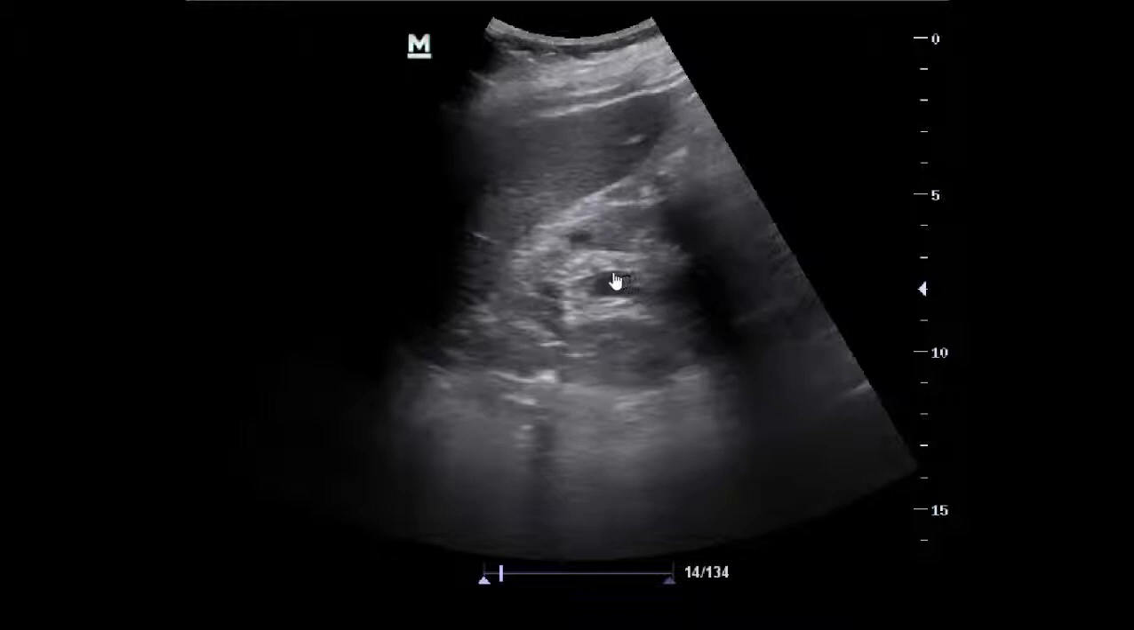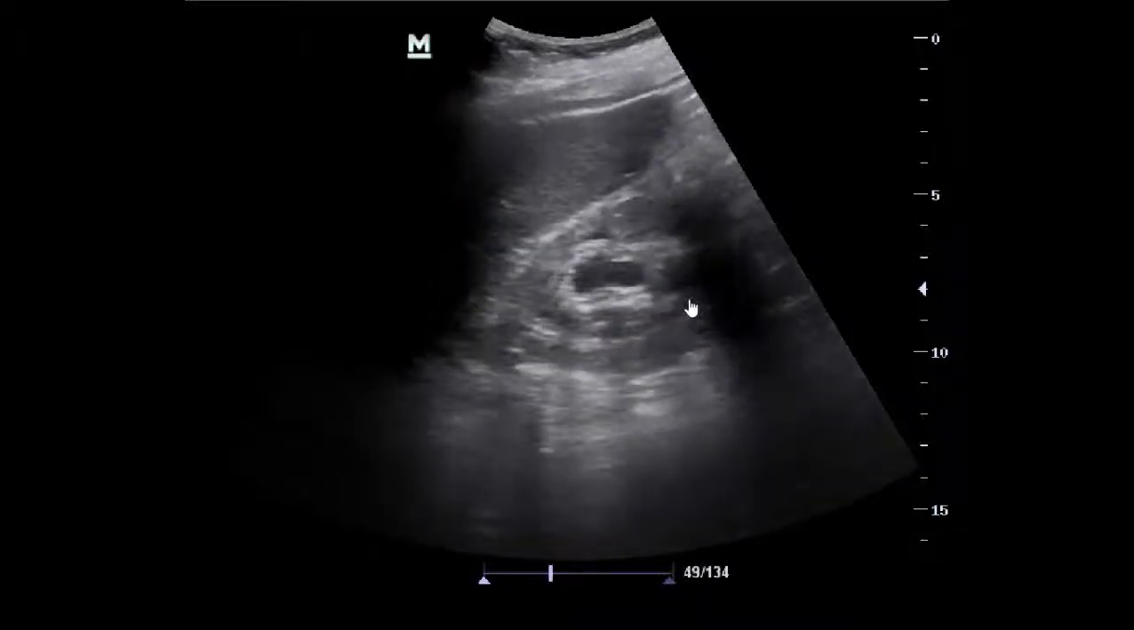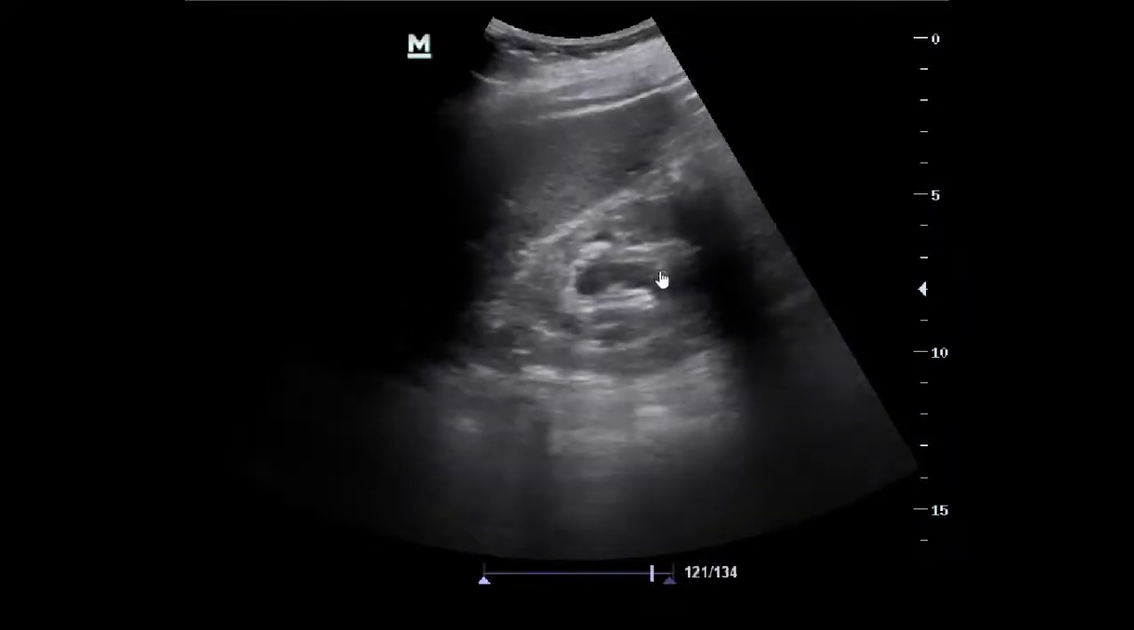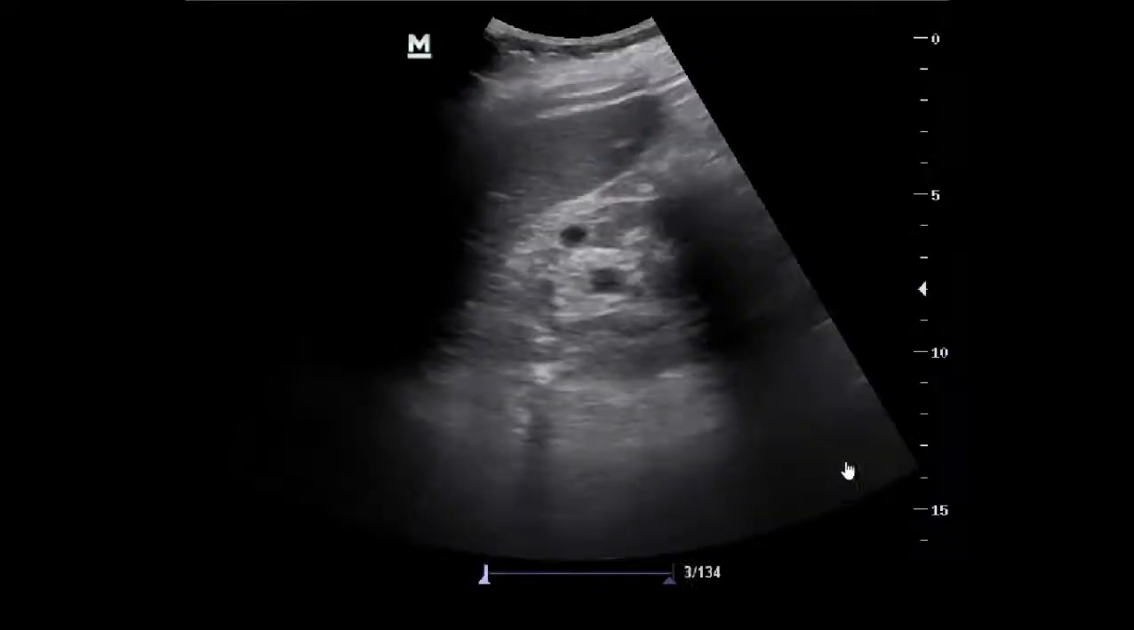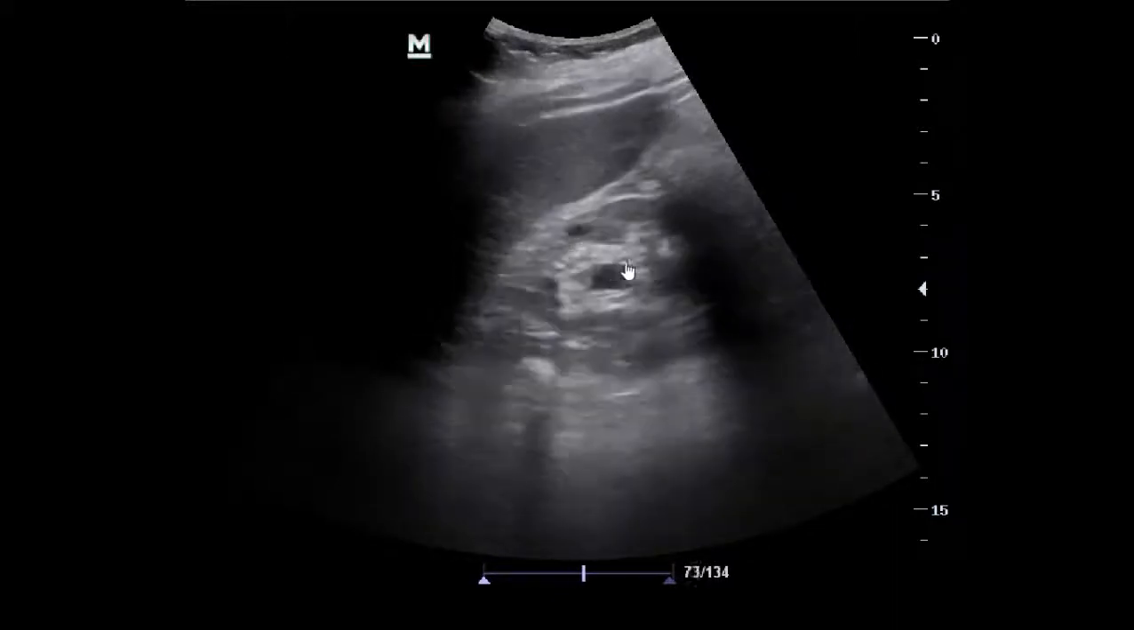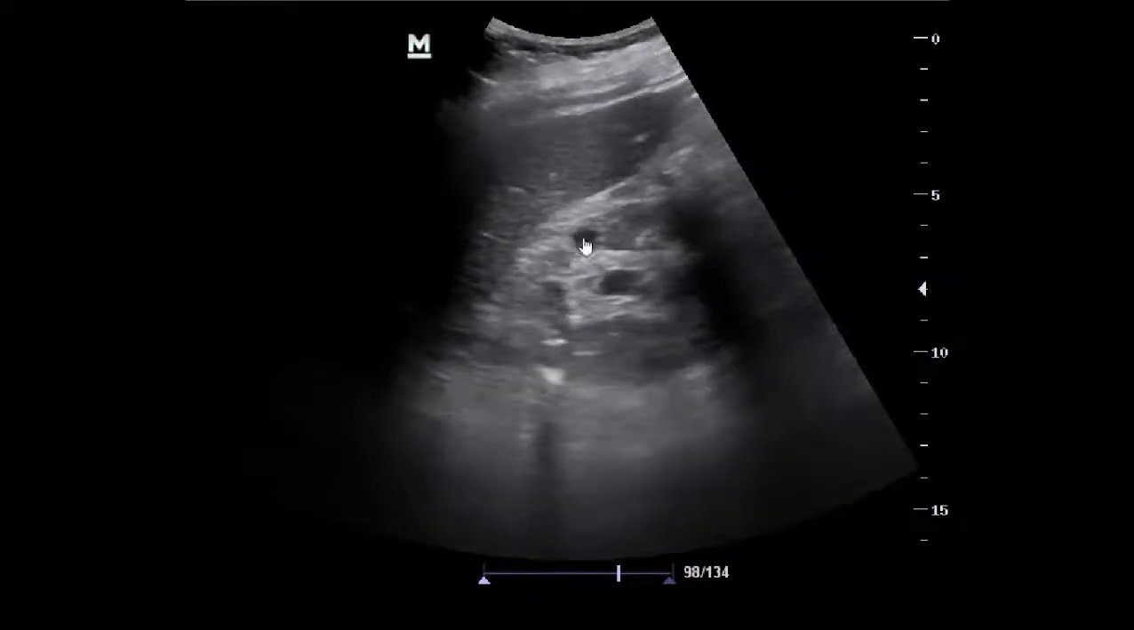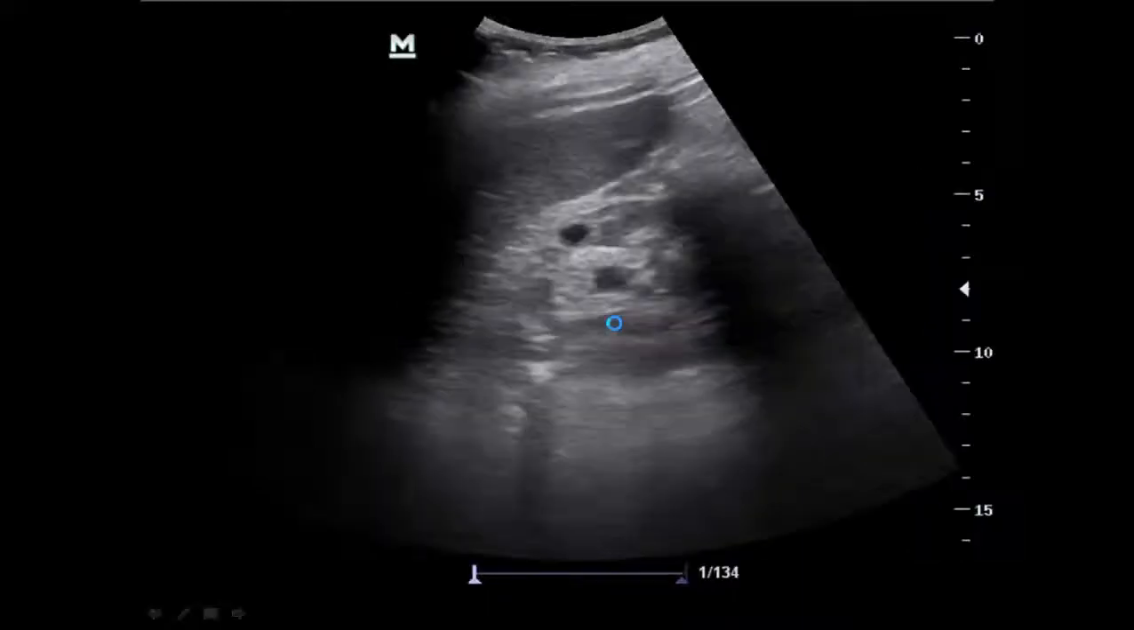If you see anechoic fluids in the hilum of the kidney, that means there is obstruction. Because there is obstruction, there is retained urine, and the retained urine appears black. So, in this picture of the left kidney, we can say there is an element of obstruction, as evidenced by anechoic fluids here, and there is also a renal cyst here. There is an element of chronic kidney disease, as evidenced by the irregular capsule and echogenic parenchyma.